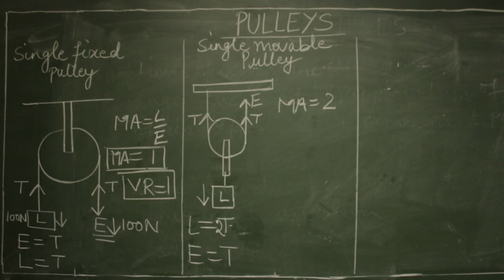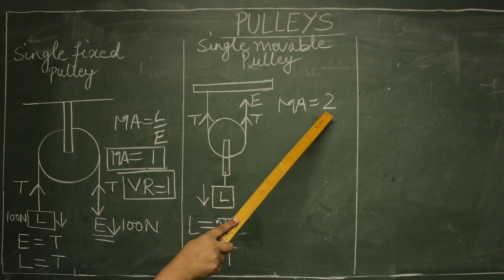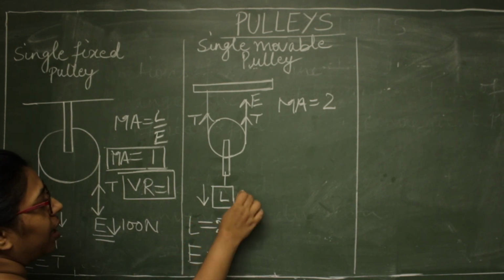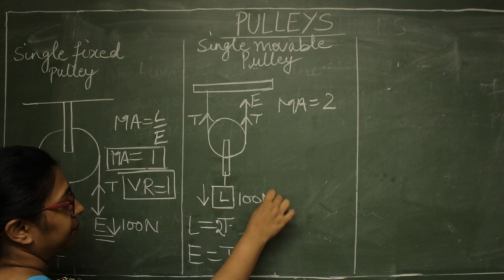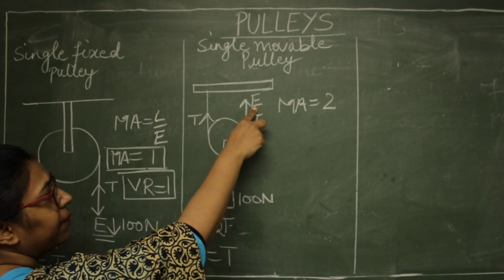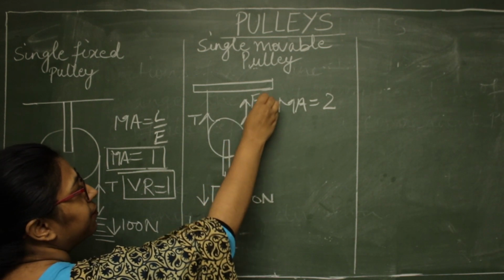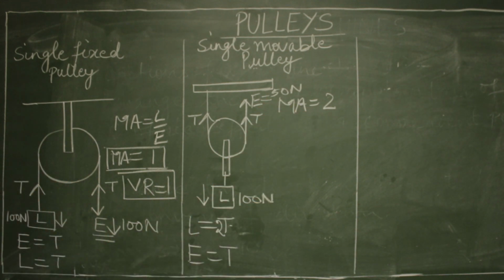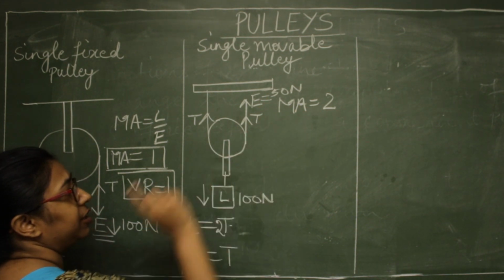What does this depict? When mechanical advantage was 1, the values of E and L were the same. Mechanical advantage is 2. It simply means that now if you have to raise a load of 100 Newton, then the effort applied will be equal to only 50 Newton. That means half of the load, just because the mechanical advantage is 2.